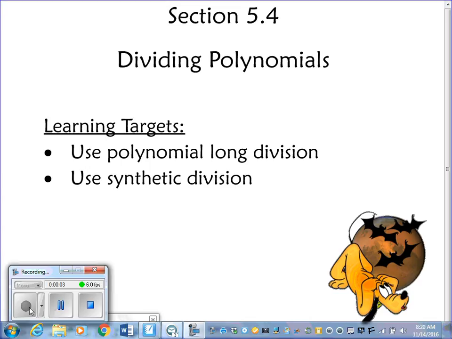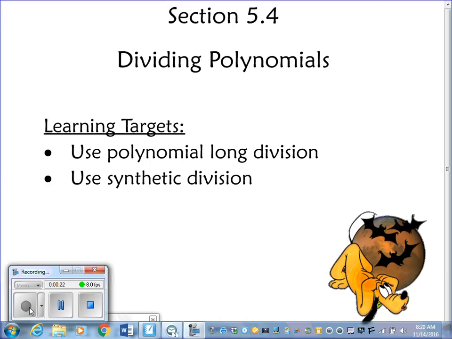All right, here we go, guys. Section 5.4, we're going to split this into two parts. This section is all about dividing polynomials. This section will take us into the next part of solving, because can everything be factored? No, it can't be. So we need other options if it cannot be factored.